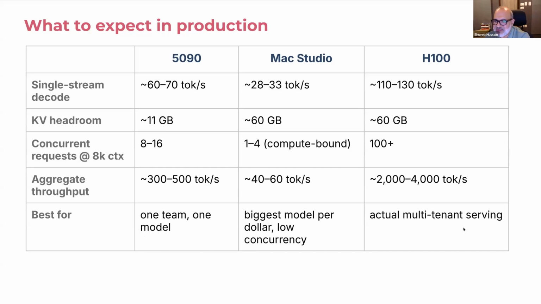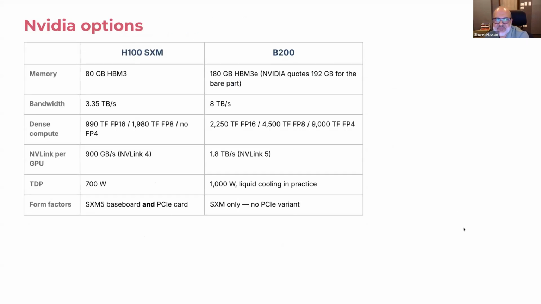But of course, actual multi-tenant serving you can do using NVIDIA's hardware, right? Now, when you look at NVIDIA's options, the H100 is a slightly older chip, and now you have the B200s. Although the H100 comes with 80 GB, the B200 comes with 180 GB of memory. But if you look at the bandwidth, you can start seeing the difference. It's more than double the bandwidth that the B200 can do.